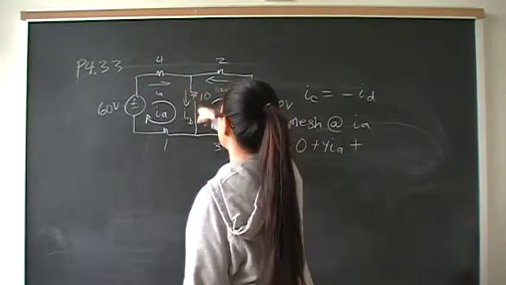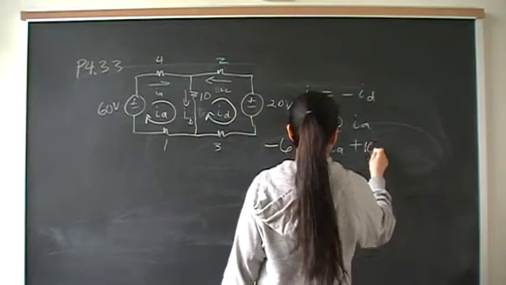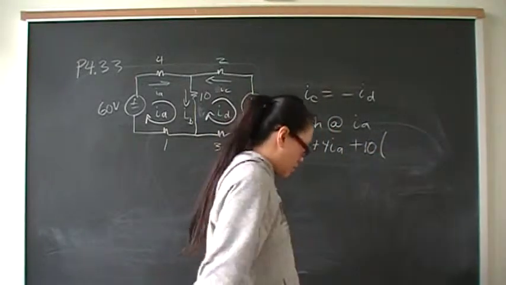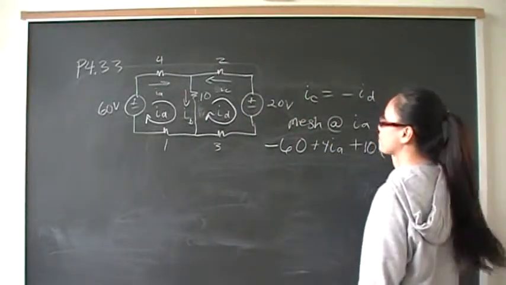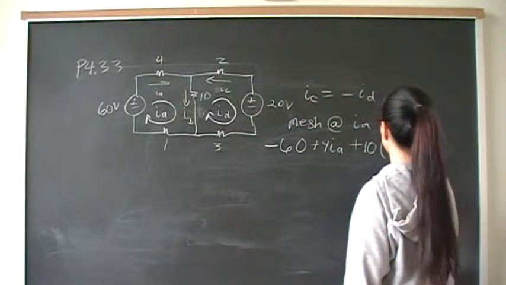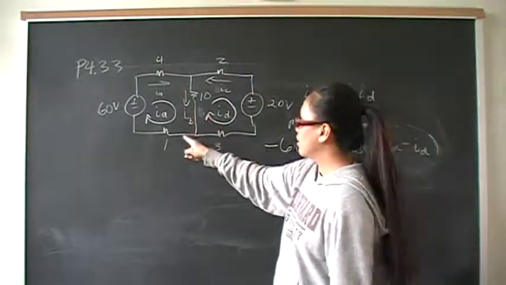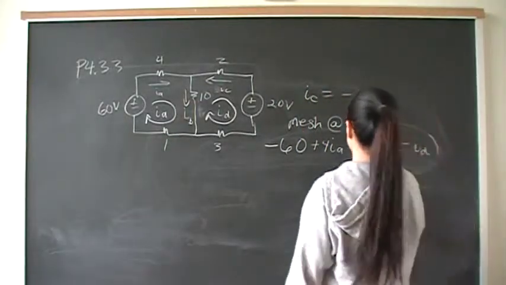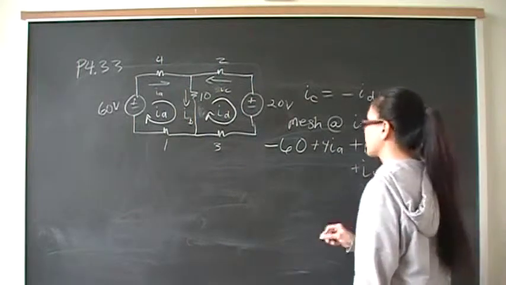This one here is the sum of 2 currents, IA and ID. So it's going to be 10, which is your resistance term, 10 times the net current, which is IA minus ID. And then this right here, which is going to be 1 ohm times IA. So plus 1 IA. That's all got to equal 0.